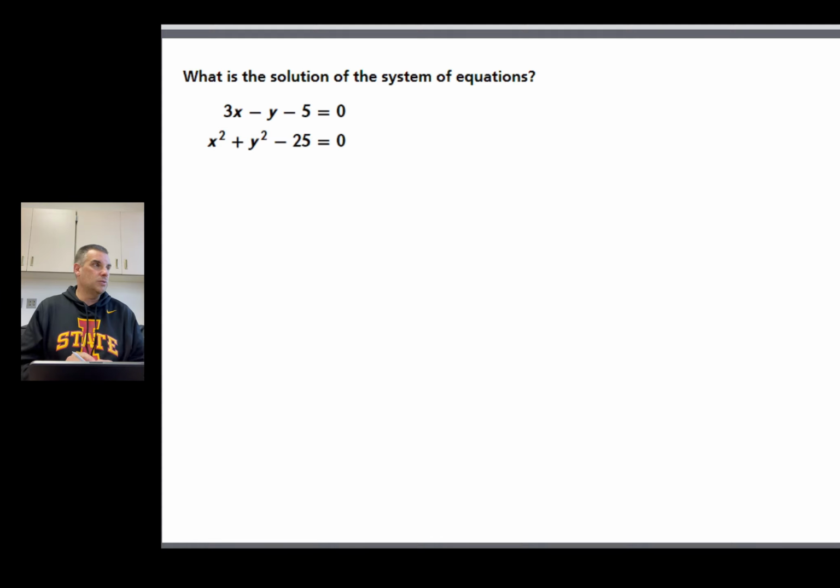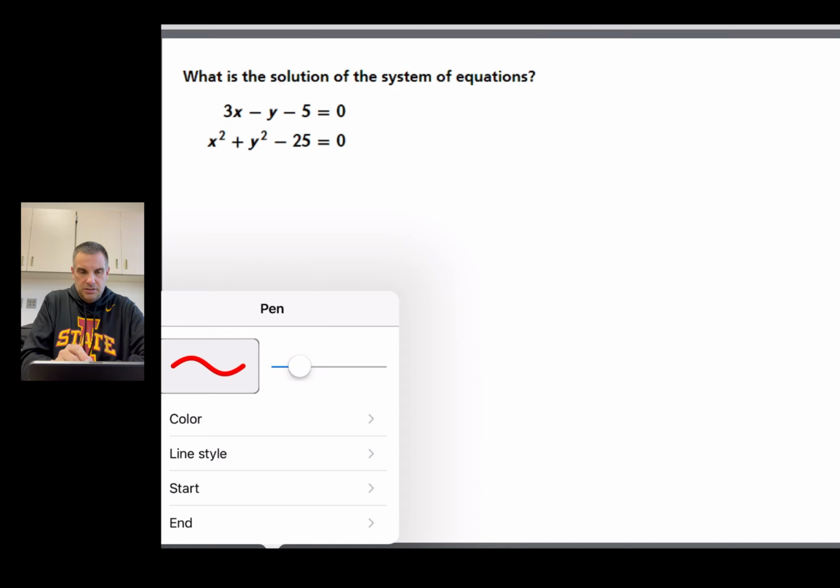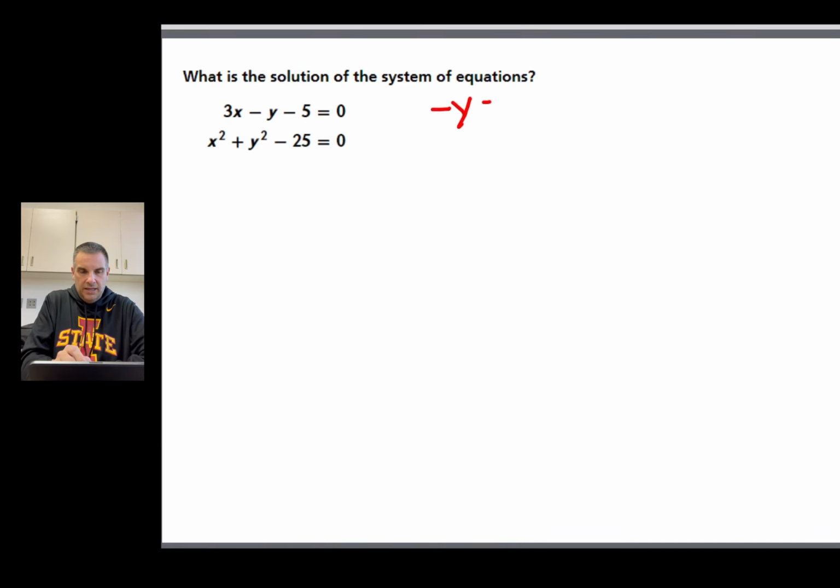So the first thing we're going to do is solve one of the equations for x or y. Obviously the top equation in this one, 3x minus y minus 5, we're going to go ahead and solve that for y, so we know what y is equal to. So if we do that, you're going to subtract 3x from both sides, and add 5 to both sides, something you should be able to do. That gives me negative y equals negative 3x plus 5. Now we want y to be positive. So y is going to equal, just switch the signs, 3x minus 5.